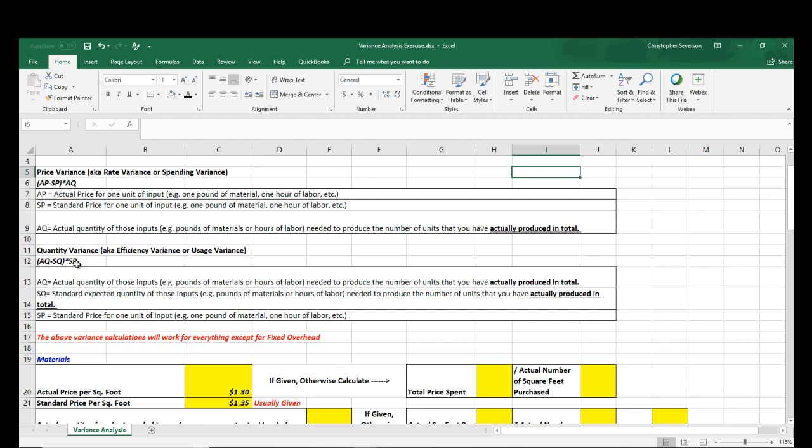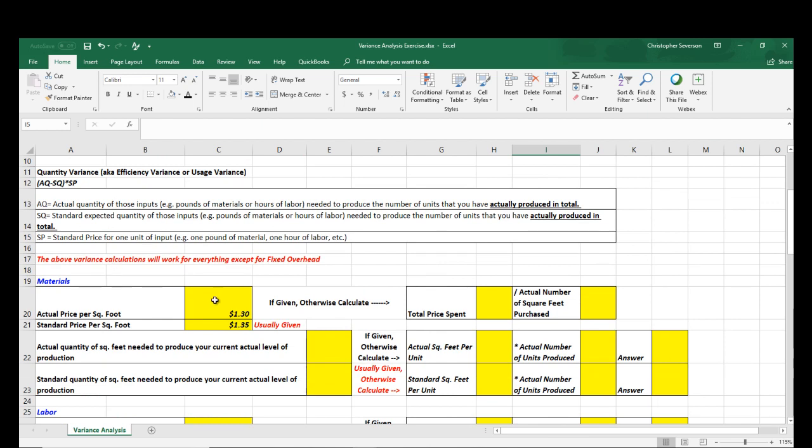Now, outside of the brackets, one of them has to be actual, one has to be standard, and the way the model was first created, the quantity in the price variance, outside of the brackets, is the actual one. The price is standard. In the quantity variance, the price is standard. That's just the way that it works out. That's the way it was built.